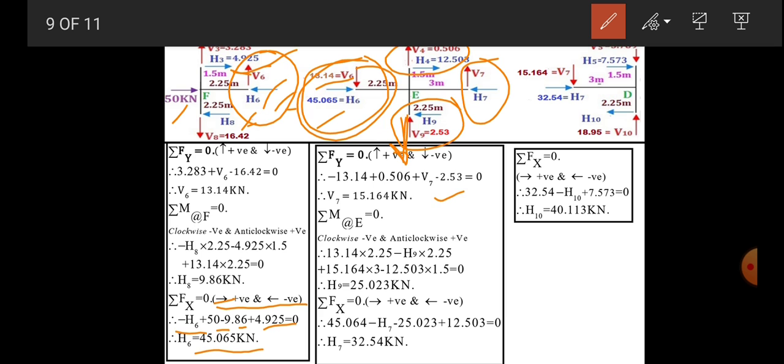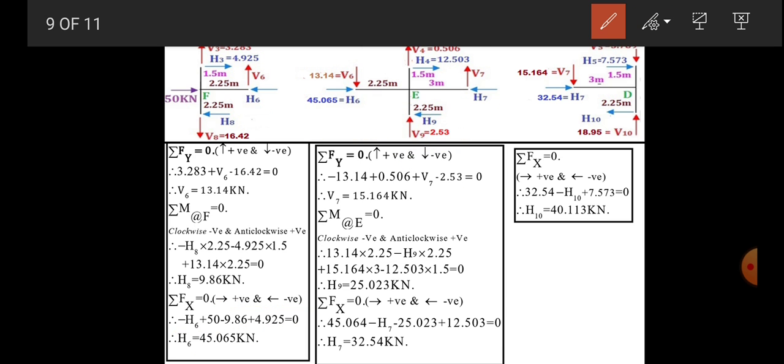Let's first do the summation Fy, upward positive and downward negative. These are the sign convention. So minus 13.14 V6, then upward V4 0.506, then plus V7, and downward again, this one is downward, minus 2.53 is equal to 0.